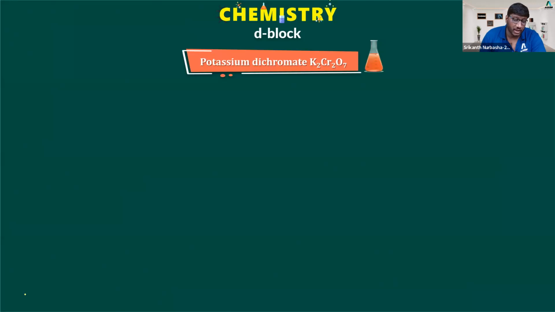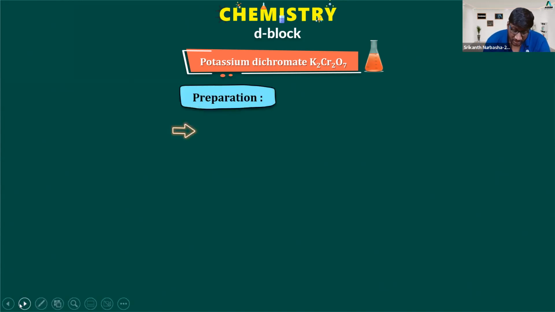K2Cr2O7 is a very good oxidizing agent. In your organic chemistry, we are going to use this K2Cr2O7, KMnO4 very frequently. They are very strong oxidizing agents, right? So first you look at the preparation.